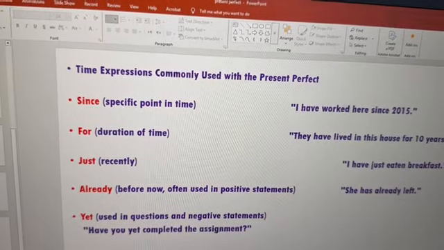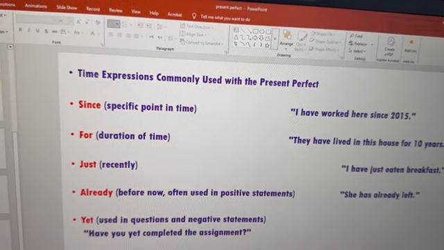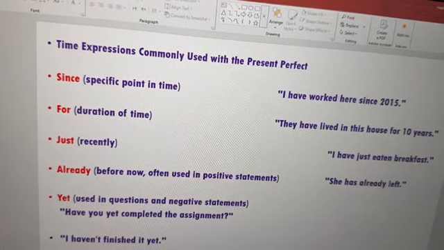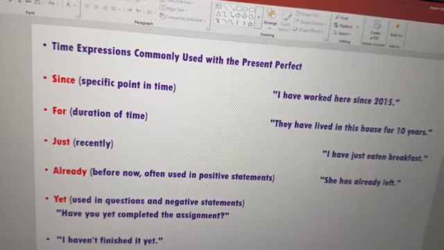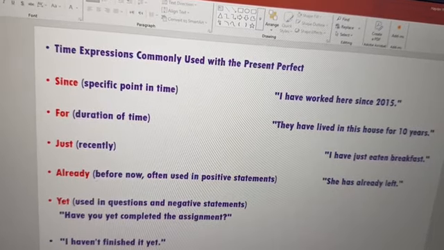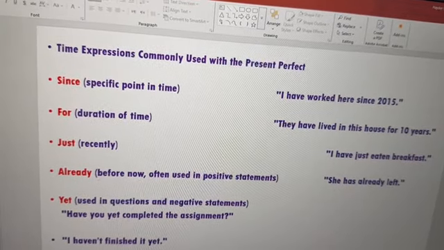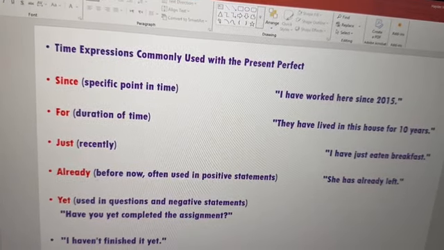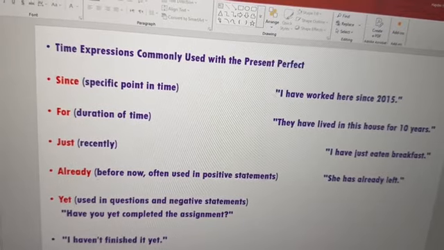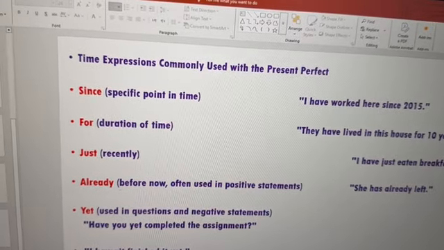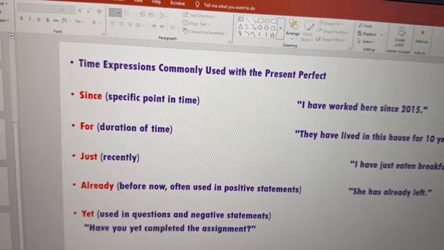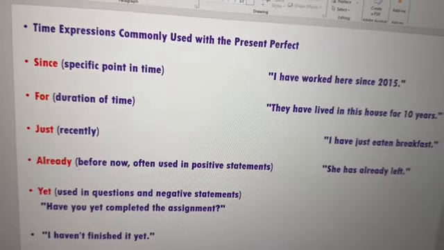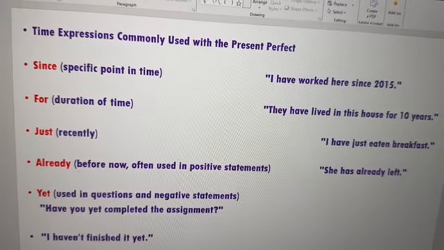Now we have the time expressions that are commonly used with the present perfect. We have more than one time expression that could be used with the present perfect. We have since for a specific point in time, like I have worked here since 2015. And for duration of time, they have lived in this house for 10 years. Just means recently. I have just taken breakfast. And already means before now, often used in positive statements. For example, she has already left.